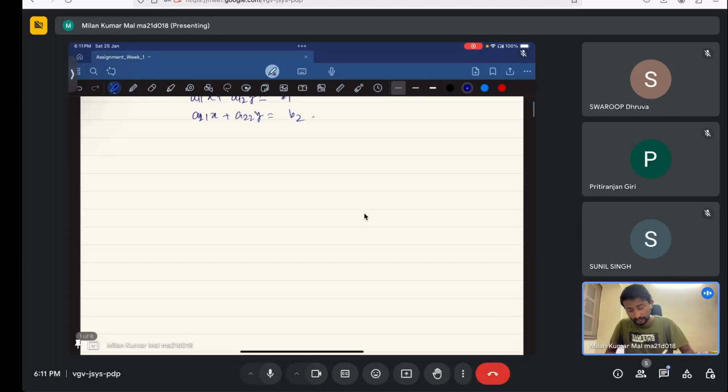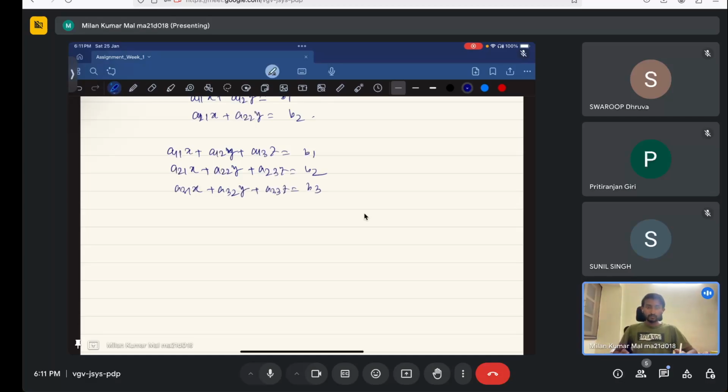Suppose you have a three-variable system: a11x plus a12y plus a13z equals b1, a21x plus a22y plus a23z equals b2, a31x plus a32y plus a33z equals b3. Similarly, you can proceed the same way to get the solution of the system.